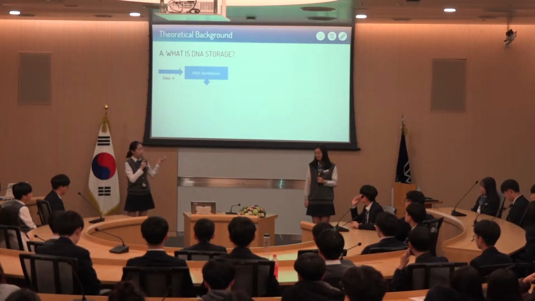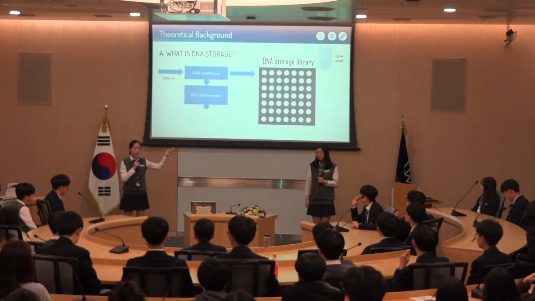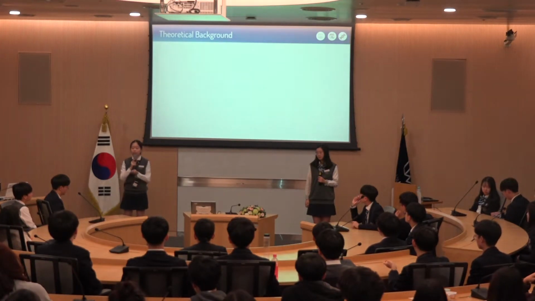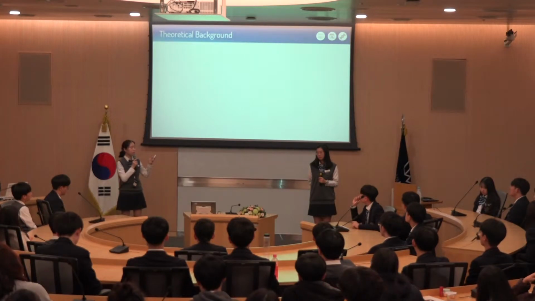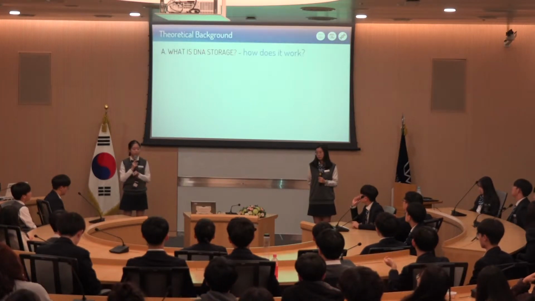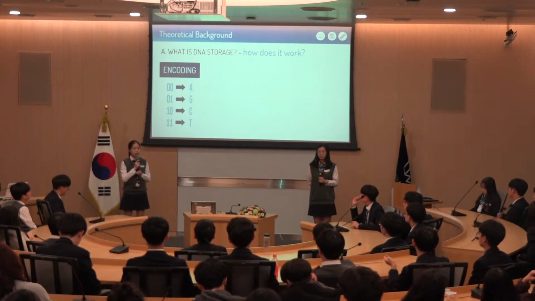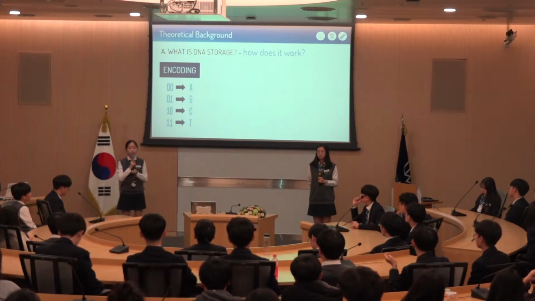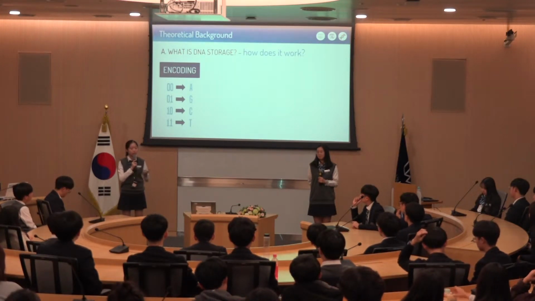The DNA synthesizer, and the PCR thermocycler, and the DNA library, and the DNA sequencer. To explain it more specifically, these processes are done as follows. First, the encoding system. In the encoding system, binary codes such as 00, 01, 10, and 11 are represented as the nucleotides such as A, G, C, and T.